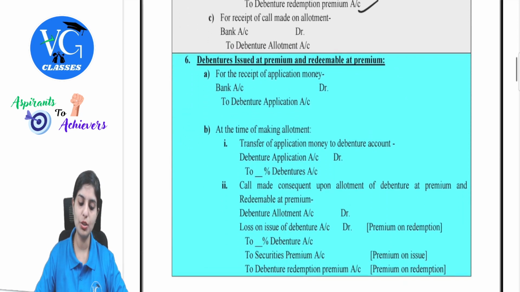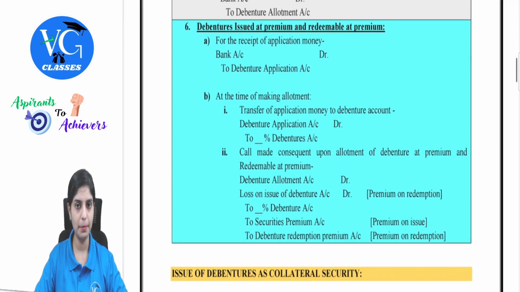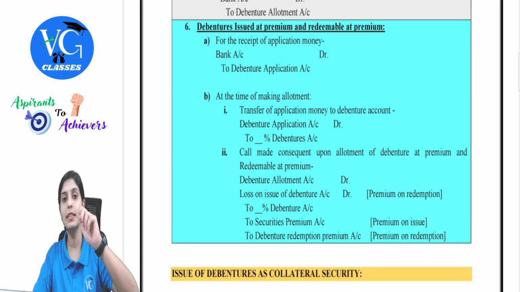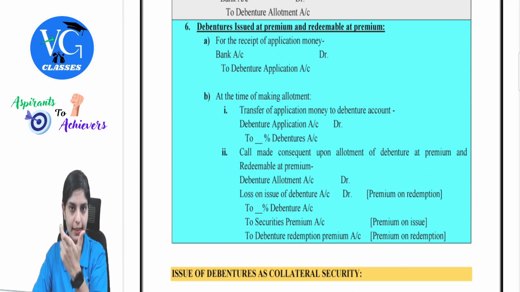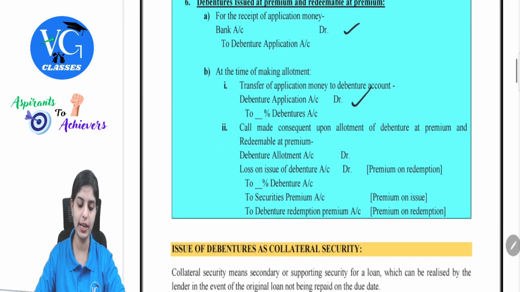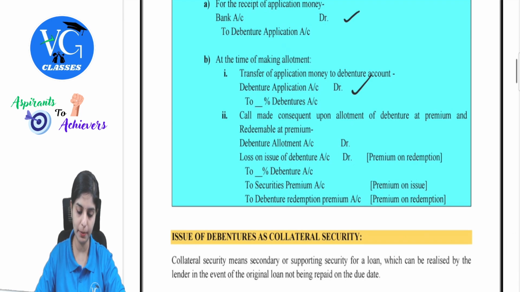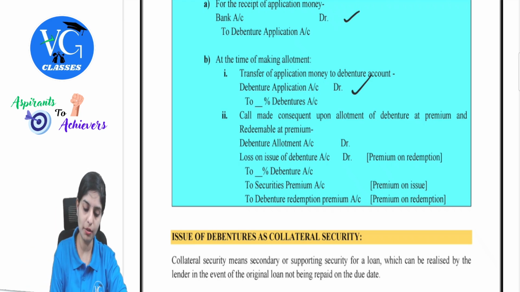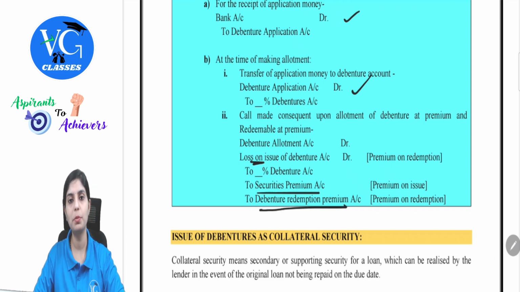Next, debentures issued at premium and redeemable at premium. When the issue happens, there will be securities premium account, that is credit. So let's observe the entry. See, both these entries are the same. Further, for recording the allotment, debenture allotment account debit, loss on issue of debentures account debit. Why? Because there is a redemption at premium. So that amount will get debited, to debentures, to securities premium account separately, and then to debenture redemption premium or premium on redemption of debentures account.